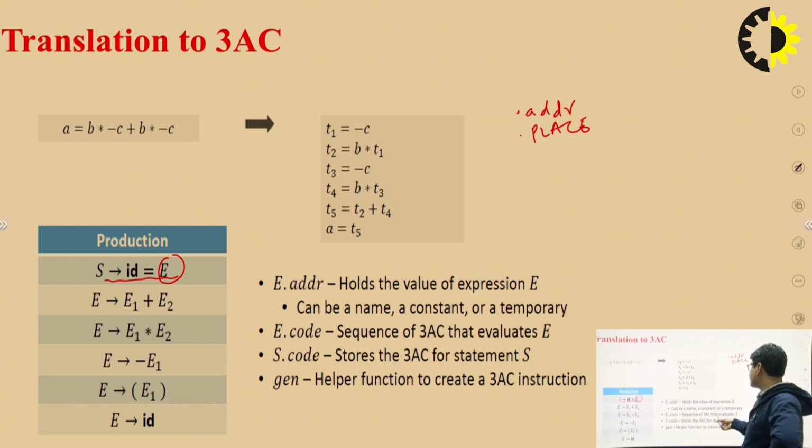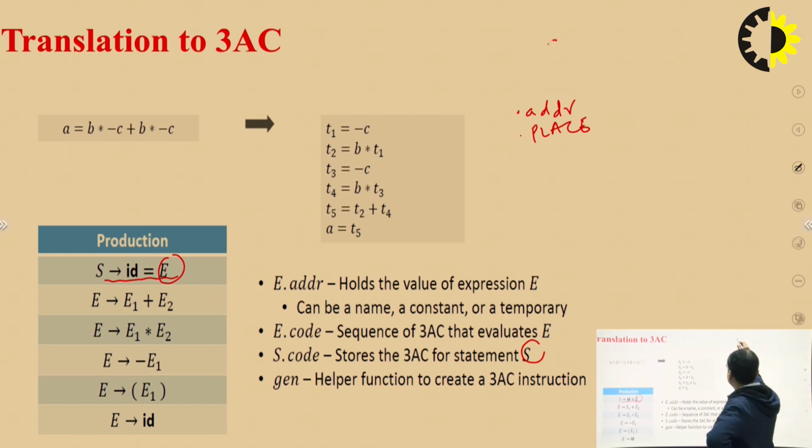Then E dot code is the sequence of 3 address statements that evaluates E. So dot code is basically used for string value translations. We are using some strings, some particular variables. So the string value translation will be called E dot code, like E1 plus E2, E1 dot code, E2 dot code, but it is further calculated into capital E. So it is called E dot code. Then S dot code is the 3AC for statement S. S is the final value, whatever expression is given. So small a is the final variable which stores the final value calculated by the right hand side.